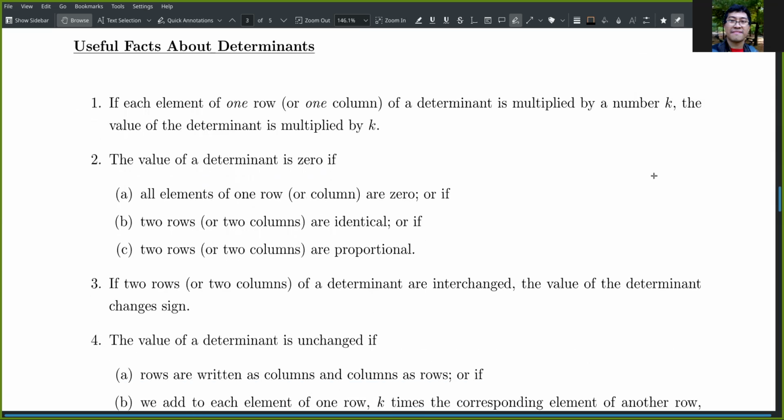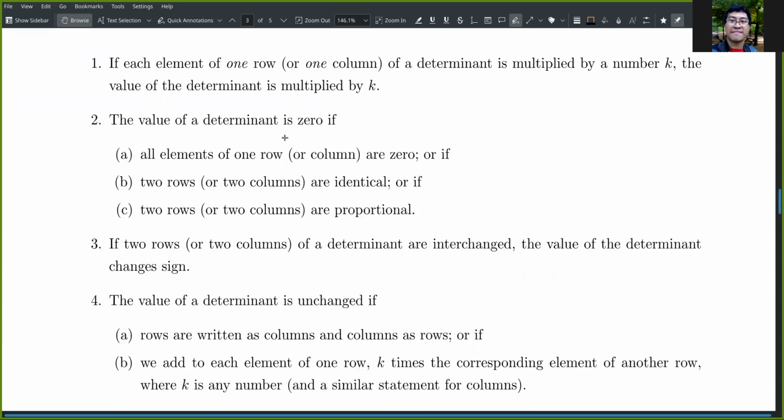Some useful facts about determinants. If each element of one row or one column of a determinant is multiplied by a factor k, the value of the determinant is multiplied by k. The value of the determinant is 0 if all elements of one row or column are 0. This is easy to prove.